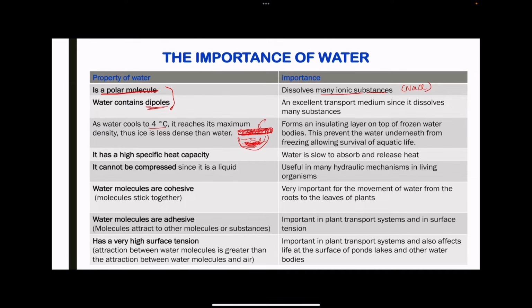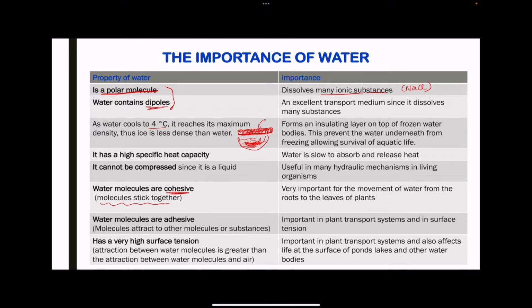The next property is it has a higher specific heat capacity, and this ensures that it is slow to absorb as well as release heat. The next property, it cannot be compressed since it is a liquid. This is useful in many hydraulic mechanisms in living organisms. The next property is water molecules are cohesive. Cohesive means they can stick to each other, meaning one water molecule interacts with the next water molecule. So this is very important in the transport of water from the roots through to the leaves.